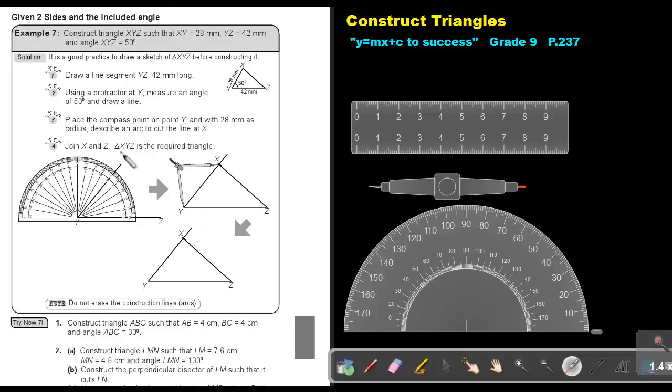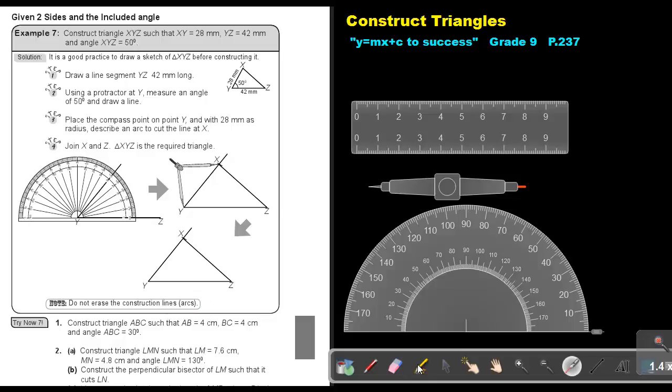Then place the compass point at Y with a width of 28. So stretch it so that it's 28 millimeters, put the needle there and make an arc. Where it intersects, from there to there, you just draw a straight line. Then triangle XYZ is the required triangle. And do not erase the construction lines or the arcs.